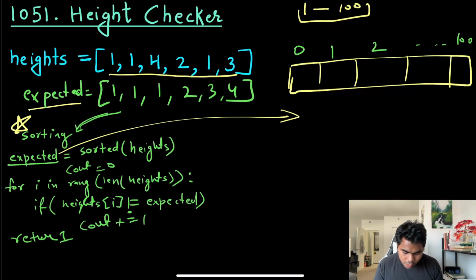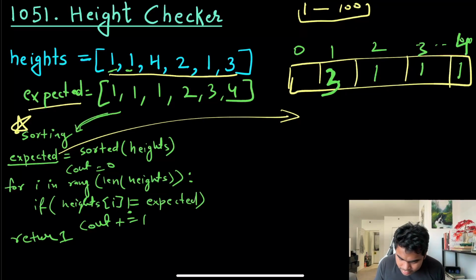So now when I see 1, then I will increment it. Then I see again 1, I will increment it to 2. 4 will be incremented to 1, 3 will be incremented to 1, 2 will be incremented to 1, and this 1 appeared 3 times, so it will be incremented to 3 now. So everything appeared once except 1, which is 3 times.